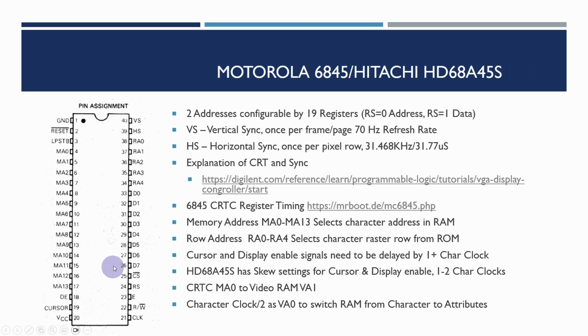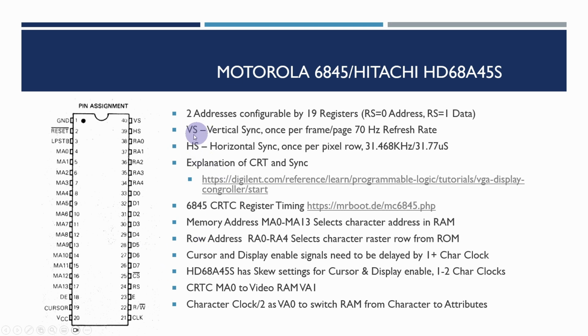The CRTC chip is configured by up to 19 registers, but it only occupies 2 addresses in the I/O address map. So what we have to do is write the register address to register select 0, and then write the data to register select 1. All 19 registers need to be configured correctly to get the right timing signals out, and I'll be covering that in more detail.